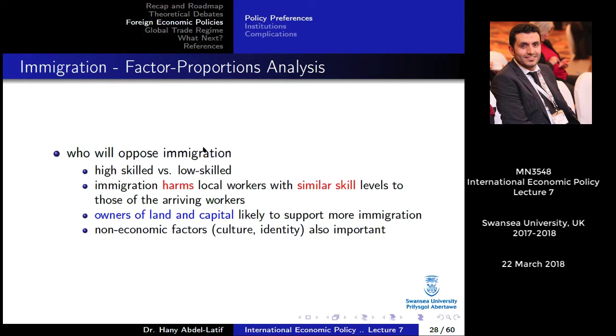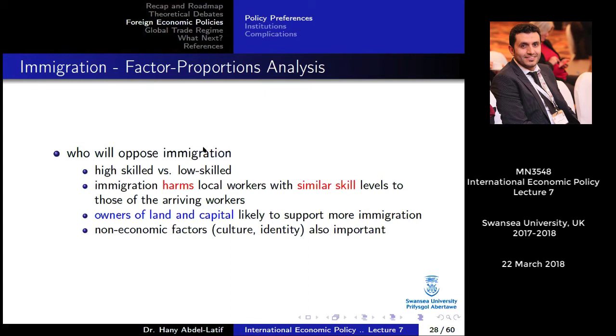Okay, so in economic terms, if you follow the same sort of analysis we did with trade, you would understand who would be against immigration. Again, owners of land and capital, not workers. These are the factors of production. Owners of land and capital are likely to support more immigration because they will have cheaper workers to use their land and capital.